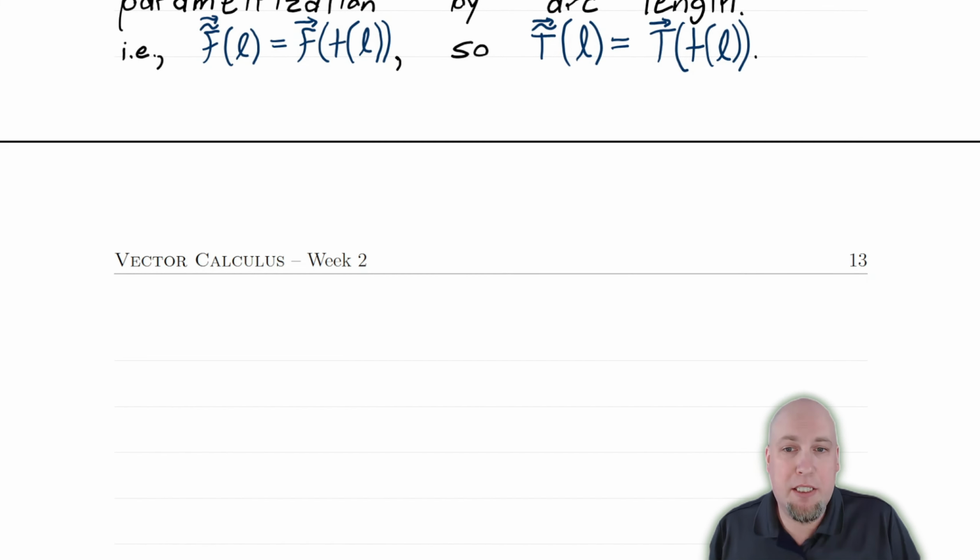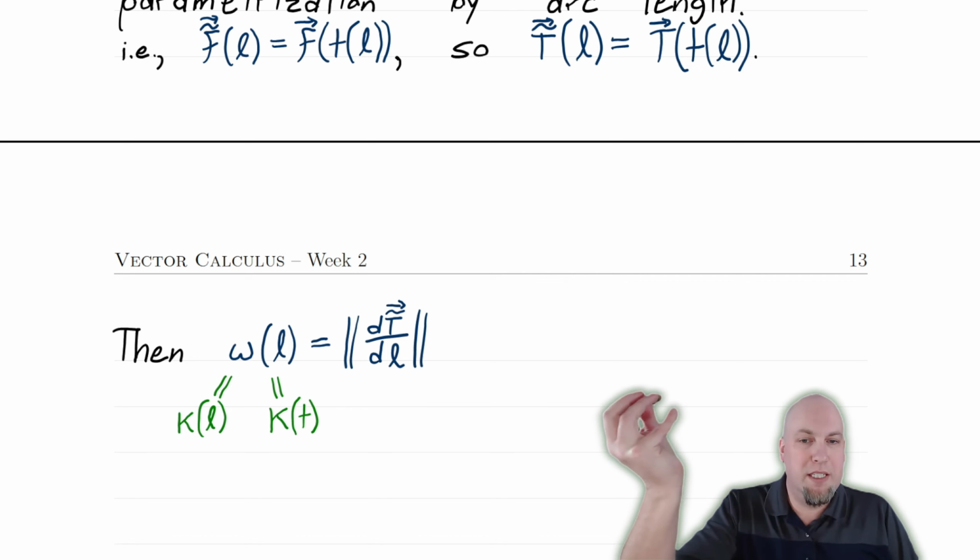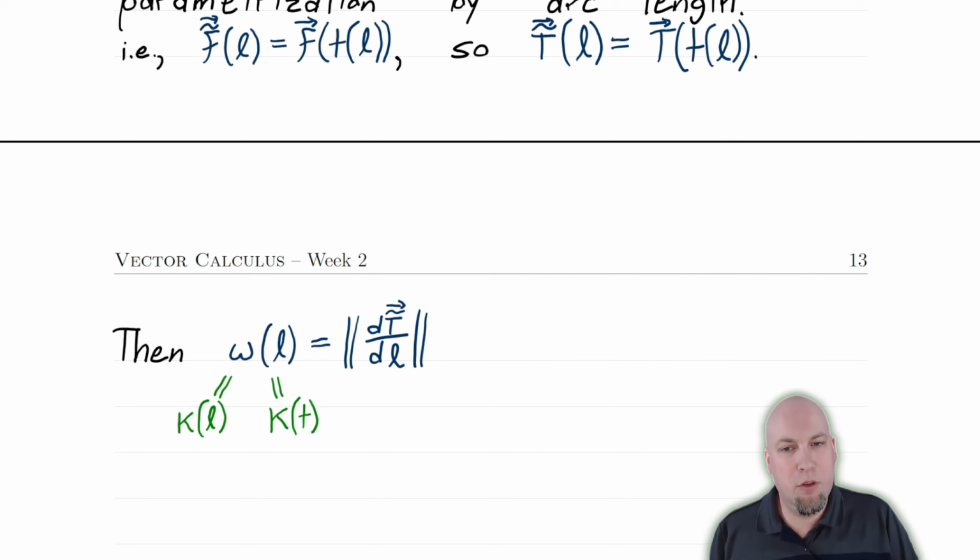Now what happens when we plug into the relevant formulas? Let's talk about how we would compute the angular speed of this f tilde, of this parameterization by arc length. Well, the angular speed theorem from the previous lecture video was our way of computing the angular speed: you compute the length of the derivative of the unit tangent vector. So that's all this is.